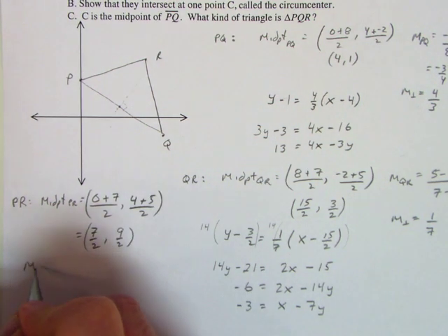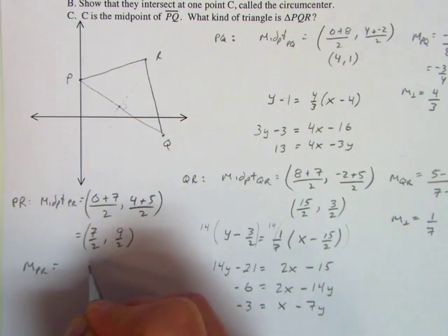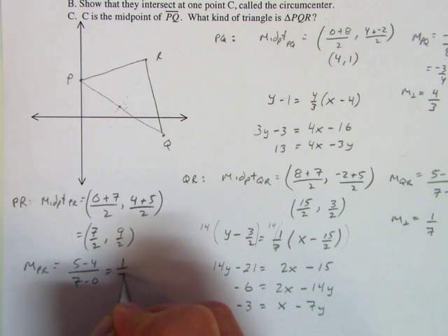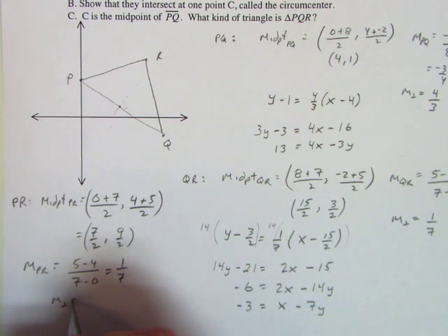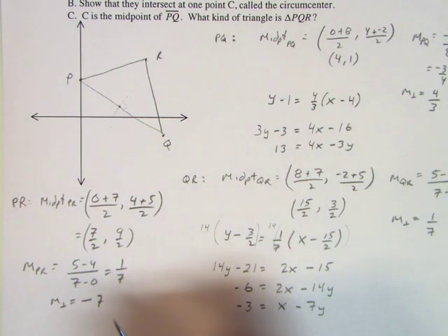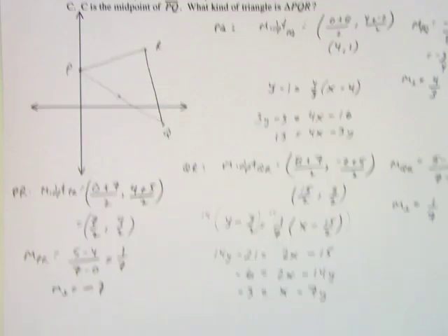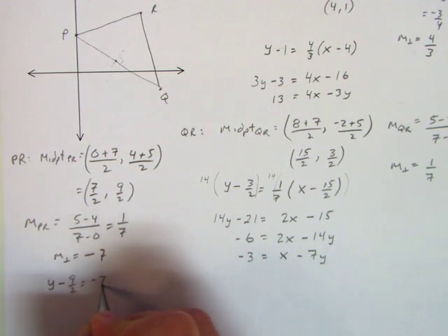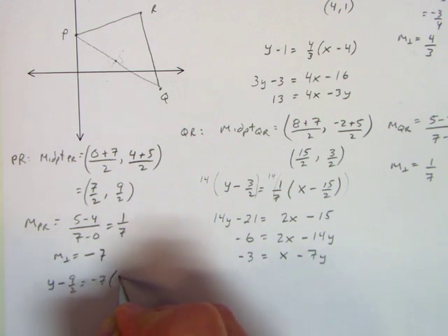Then we find the slope of PR. 5 minus 4 over 7 minus 0. So I have 1 over 7. I want the perpendicular slope, so it's opposite in sign, and then the reciprocal of 1 over 7 would be 7 over 1. Plug this in. Y minus 9 halves equals negative 7 times x minus 7 halves.